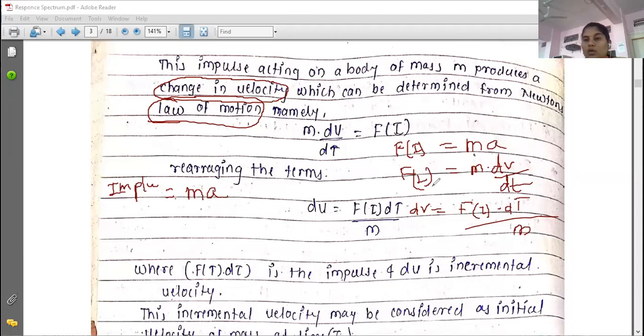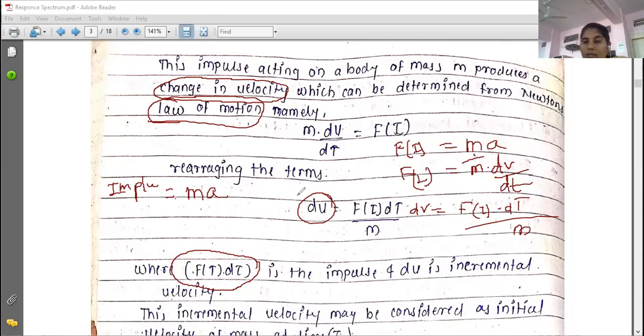After that, going to the second equation, Newton's law of motion, the force F_i is equal to mass into acceleration, where m is the mass and a is the acceleration dv by dt. If we rearrange the terms, we get dv equal to F_i dt divided by m, where F_i dt is the impulse and dv is the incremental velocity.